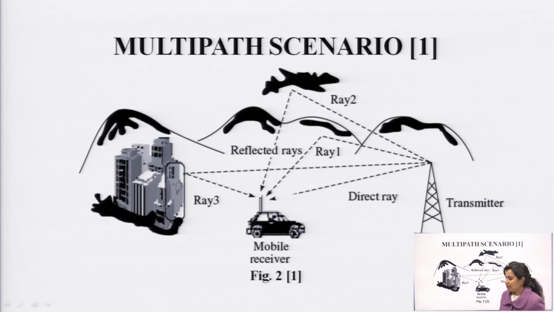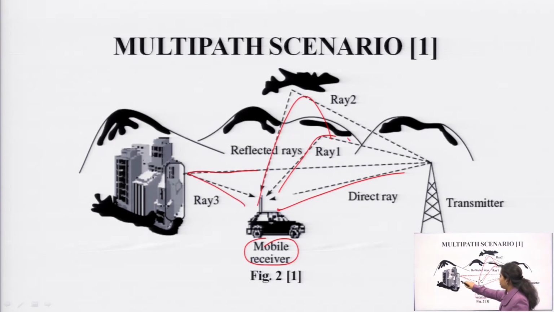Now, this is the multipath scenario. This diagram is showing the multipath scenario. Now, you can see that this is a mobile receiver which is moving in nature. It is not static. This is a hill, and this is the direct ray that will exist from here to here, but this is ray 1, ray 2 and ray 3.